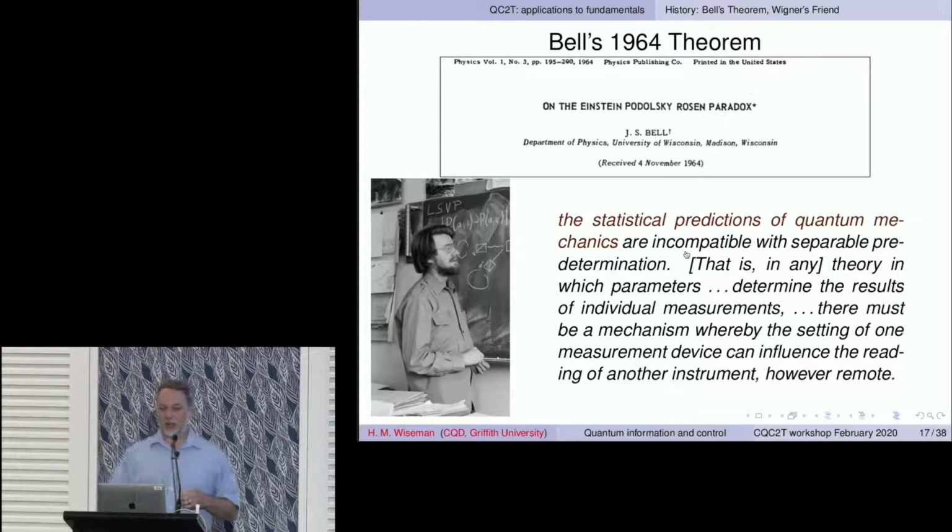Okay, so Bell's theorem dates to 1964. This is the actual title of the paper, on the EPR paradox, but this is the conclusion of the paper, which I think is pretty clear. He's saying the statistical predictions of quantum mechanics, and this brown color I'm going to use everywhere we're talking about actual predictions as opposed to assumptions, are incompatible with separable predetermination. And he explains what he means: that is, in any theory in which parameters determine the results of individual measurements, there must be a mechanism whereby the setting of one measurement device can influence the reading of another instrument, however remote. Okay, that was exactly this, going from Alice's setting to Bob's outcome that I was talking about earlier.